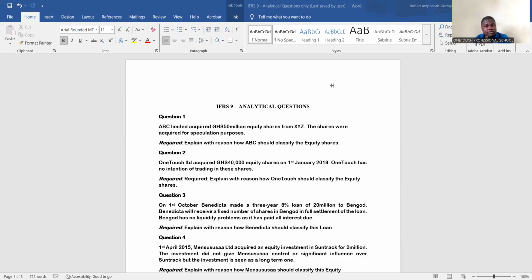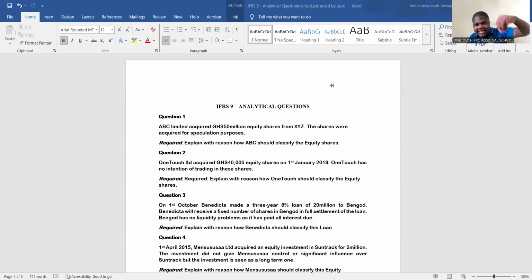This is how you should answer it. One, you say that it can be measured at fair value through what? Profit or loss. That's the normal way. It can normally be measured at fair value through P&L. But since it is not held for trading, they may also recognize it at fair value through what? OCI, on condition that they make an irrevocable election to do so. Do you get it? Yes, sir. It's very important you understand these basics.